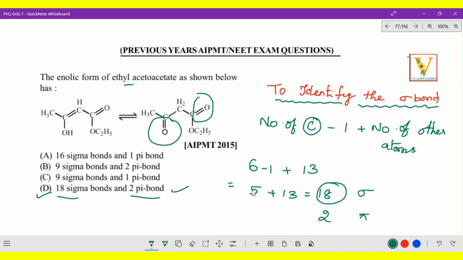Hope you got a clear idea about this formula. You can utilize it for any other compounds, only for aliphatic compounds, not for aromatic ones, for which we will use Huckel's rule, but here we are using this rule. So number of carbons minus 1 plus number of other atoms. This will be applicable to find the sigma bonds only. Hope you got a clear idea. Come on, let's go for the next question.